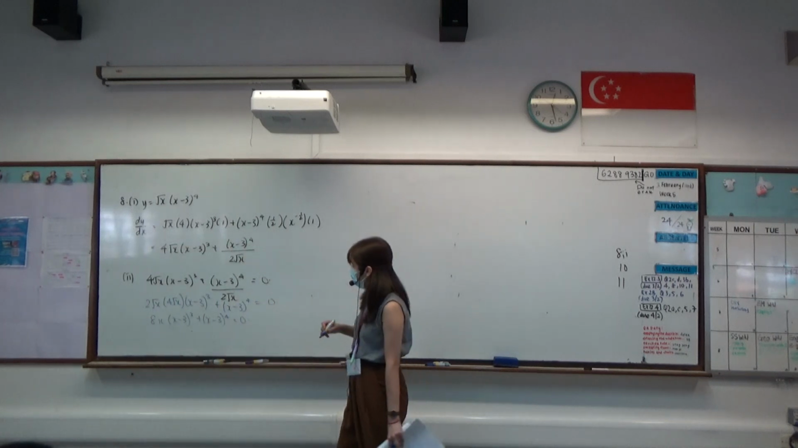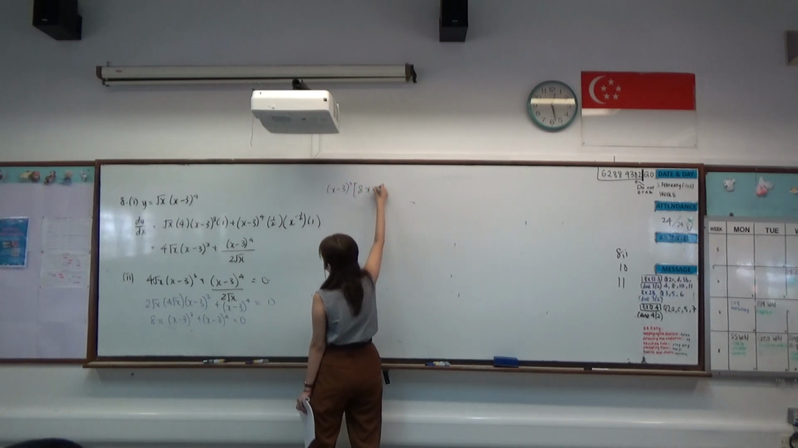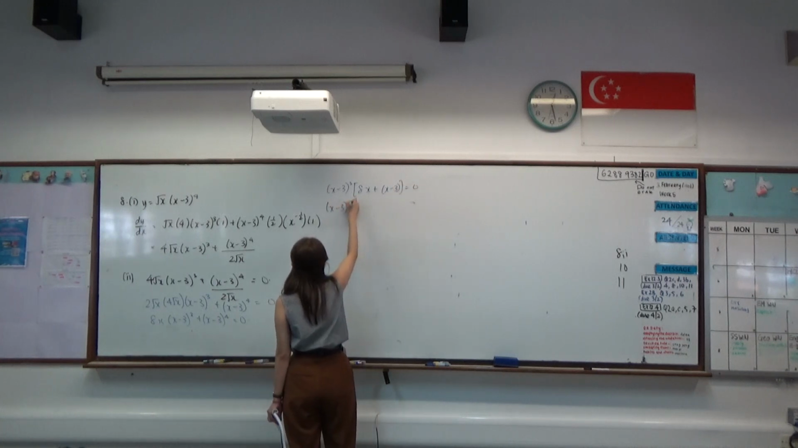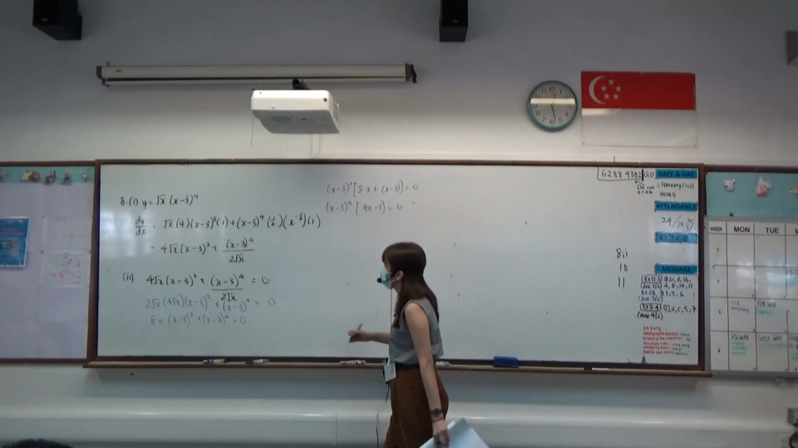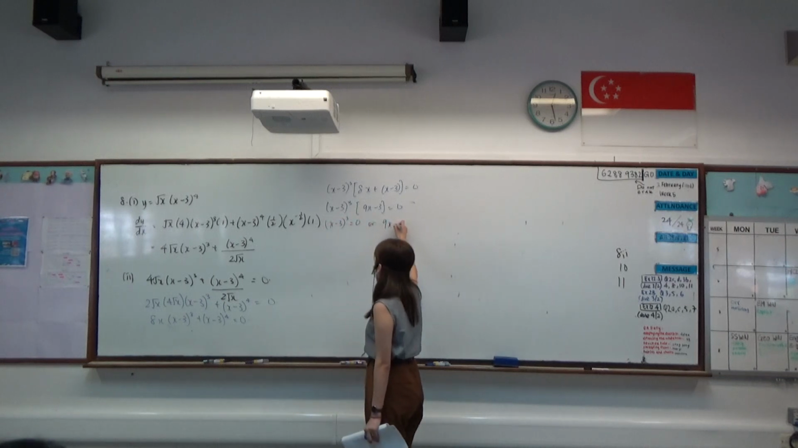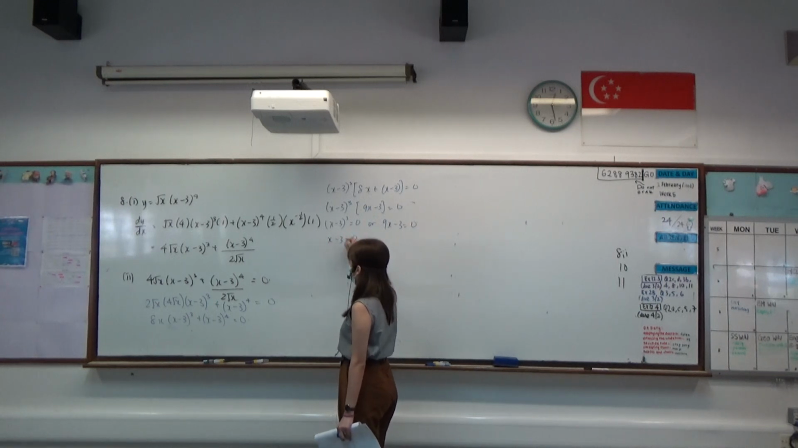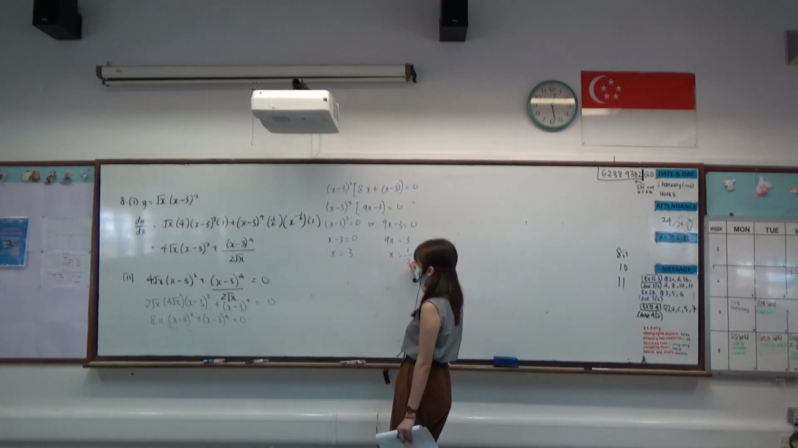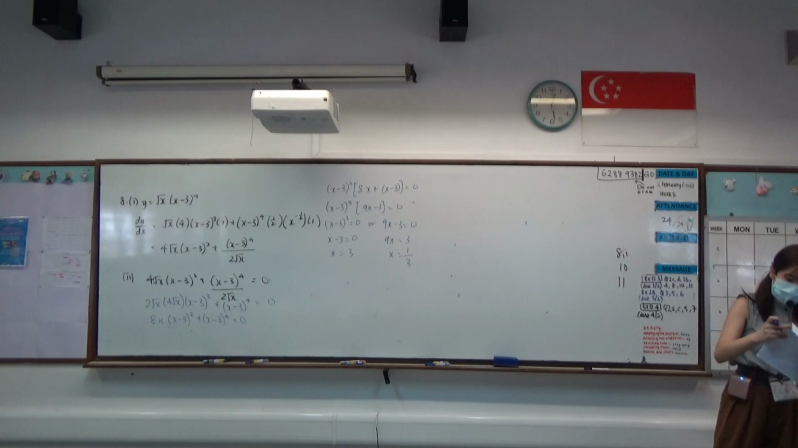Okay, then we can factorize out the (x minus 3) cubed, such that we have (x minus 3) cubed times (8x plus x minus 3). Okay, then we see that (x minus 3) cubed will be equal to 0, or 9x minus 3 is equal to 0. So x minus 3 equals 0, x equals 3; 9x equals 3, x equals 1 third. Okay, so those will be the x-coordinates of the points.